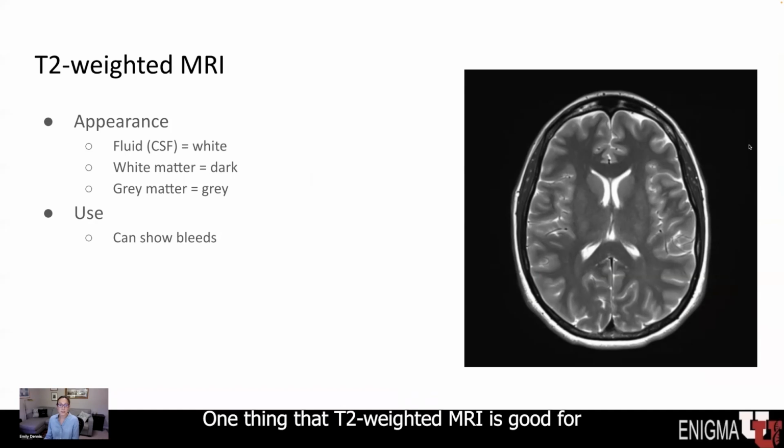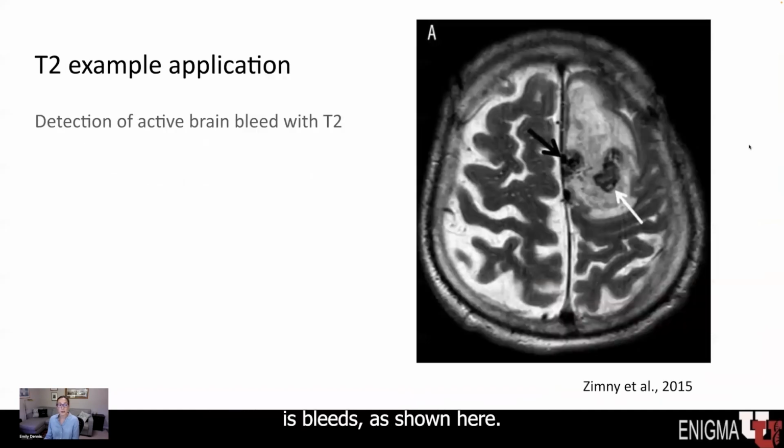And one thing that a T2 weighted MRI is good for is bleeds, as shown here. T2 weighted imaging can detect an active bleed in the brain, which would not necessarily show up so clearly on something like a T1 weighted image.